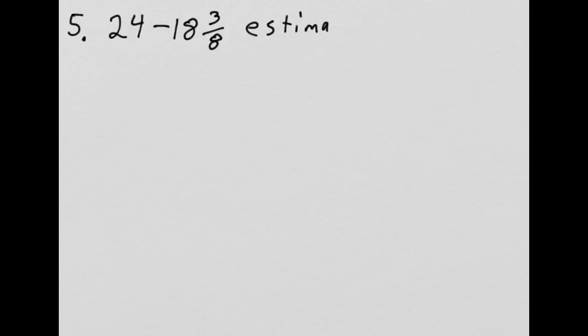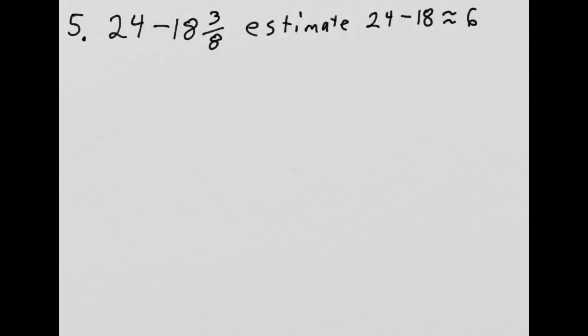So we got to number 4. We're going to start with number 5. Number 5 is 24 minus 18 3/8. And I need to estimate this one. When I estimate, 24 is 24. 18 3/8 is closer to 18 than to 19. So my estimate will be 6.